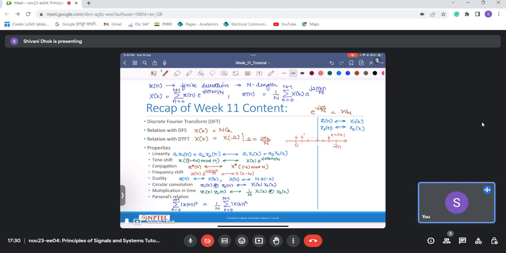So if my N tends to infinity, this interval will go to 0. The difference between two consecutive points will be very small, and then I'll again get back to my DTFT. So if I have a large number of FFT points, I'm somewhat trying to understand how its DTFT will be. It's not continuous, but it will resemble something like that, with a large number of values.